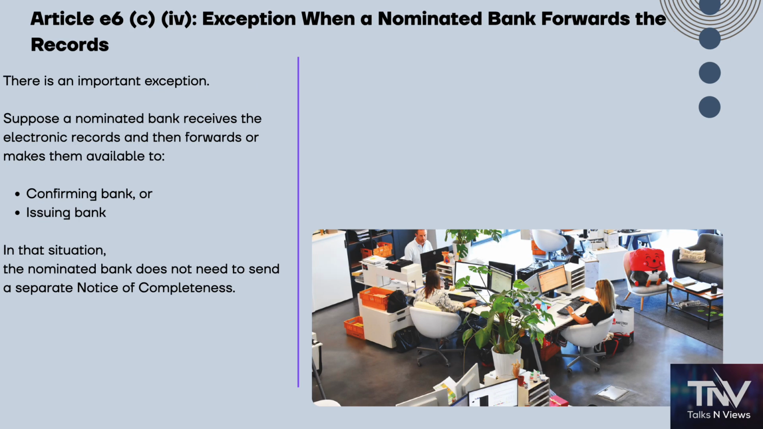Article E6, C, 4, exception when a nominated bank forwards the records. There is an important exception. Suppose a nominated bank receives the electronic records and then forwards or makes them available to the confirming bank or issuing bank. In that situation, the nominated bank does not need to send a separate notice of completeness.